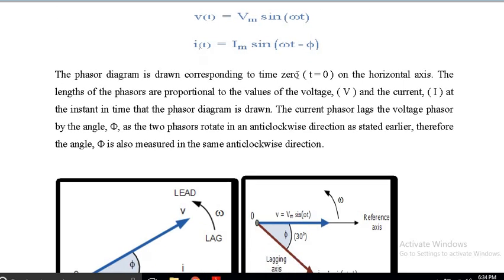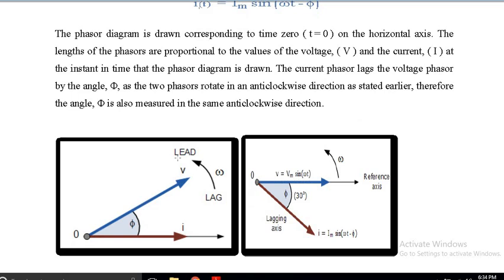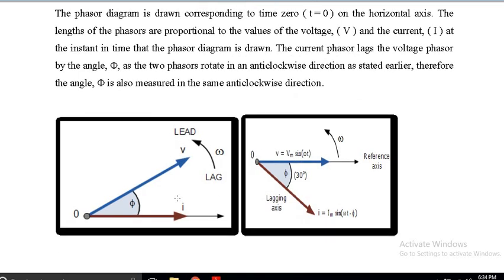Phasor diagram is drawn corresponding to time 0. Okay, so we always start with t is equal to 0 on horizontal axis. You can see over here these two diagrams are the same or different. Just think over for a second.